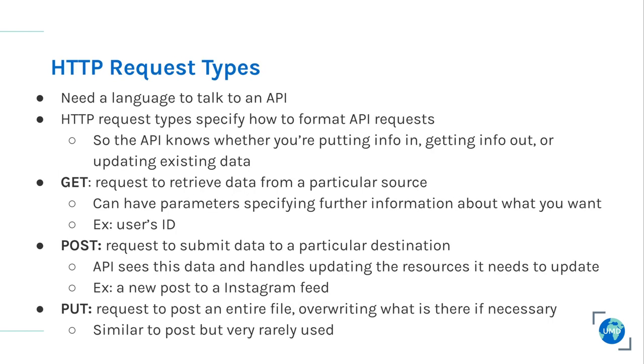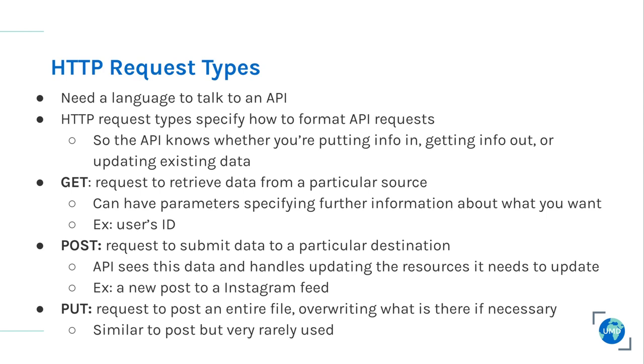Okay, so the last thing that we have in this pre-work are HTTP requests. We talked a lot about interacting with an API, but how do you do that? There needs to be a language in order to do that, right? That is what HTTP is. HTTP request types specify how to format API requests, so that the API knows whether you're putting info in, getting info out, or just updating info that already exists on the server. There are three main types: get, post, and put.